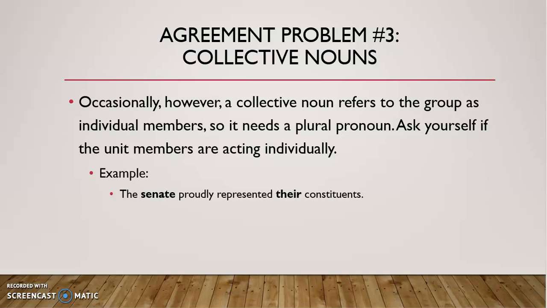Occasionally, however, a collective noun refers to the group as individual members, so it needs a plural pronoun. Ask yourself if the unit of members are acting individually. Example: the Senate proudly represented their constituents. So in this case, Senate is acting as individual members. It's being referenced as individual members, and you use their, which is the plural pronoun.